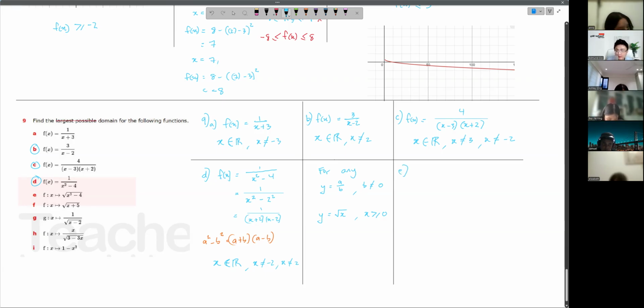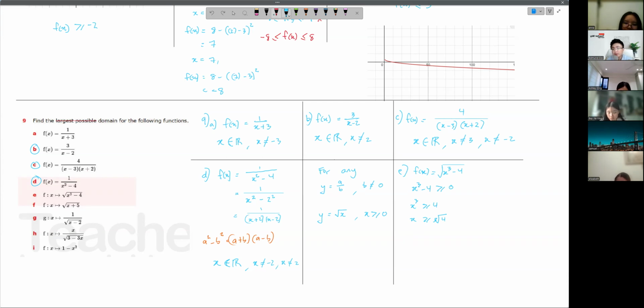So for question E, f(x) is the square root of x cubed minus 4. Based on this, I want x cubed minus 4 to be bigger or equal to 0, right? So x cubed is bigger or equal to 4, and x is bigger or equal to cube root 4. So x is all real numbers. Sorry, no. Just this. This is the final answer.